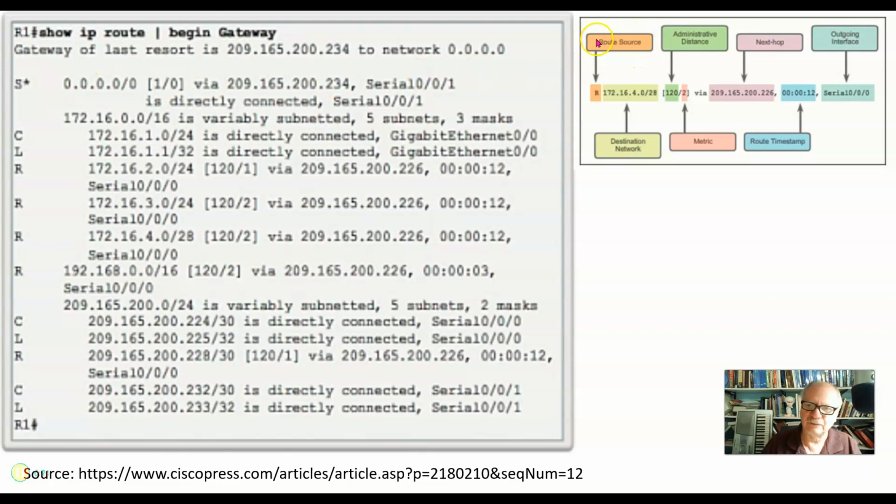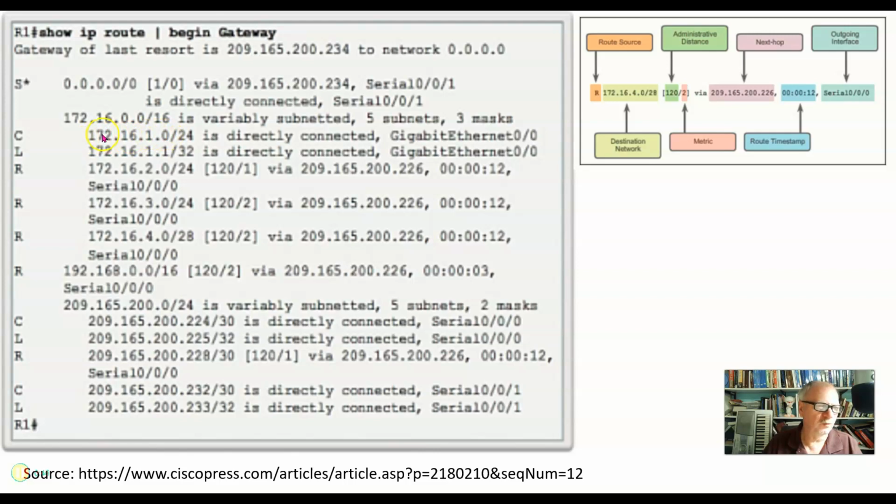First of all, if we look at the very far left, we have the route source, and you've already seen that. These mean static. The C means directly connected. The R means it came from the RIP routing protocol. We haven't talked about the L yet, and so we'll talk about those as we go along in a few minutes. The next thing we have is the destination network.